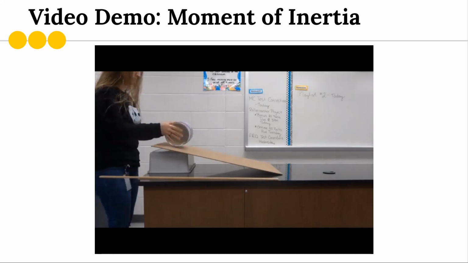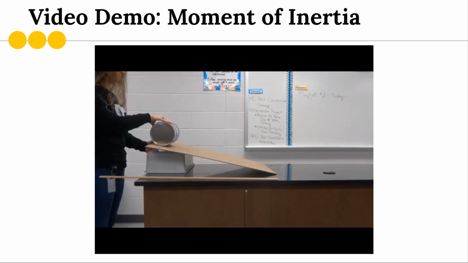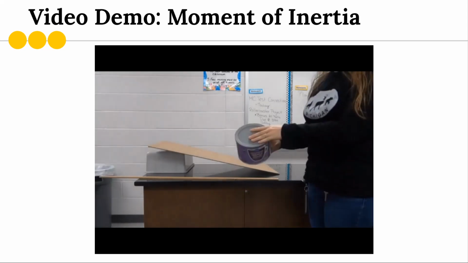Whoever reaches the bottom first had less inertia, so less resistance to rotating. So take a look. Which one reached the bottom first? Well, let's go a little bit slower this time and see who actually is moving faster rotationally when it reaches the bottom. Obviously the one in the back. So that means the one in the back has less resistance to rotating or increasing its rotation. So let's take a look.